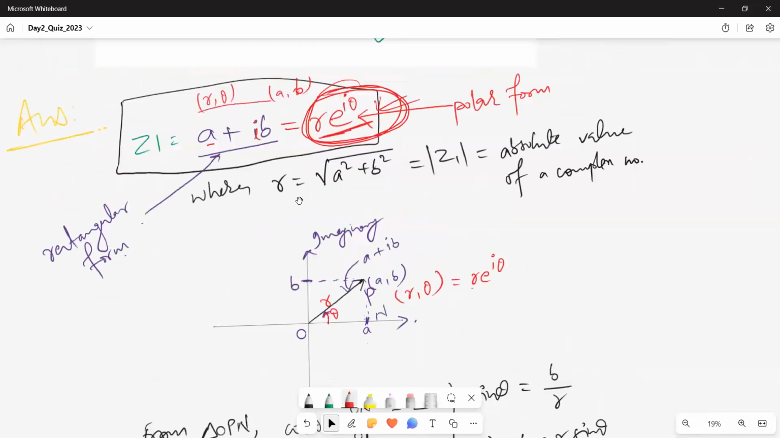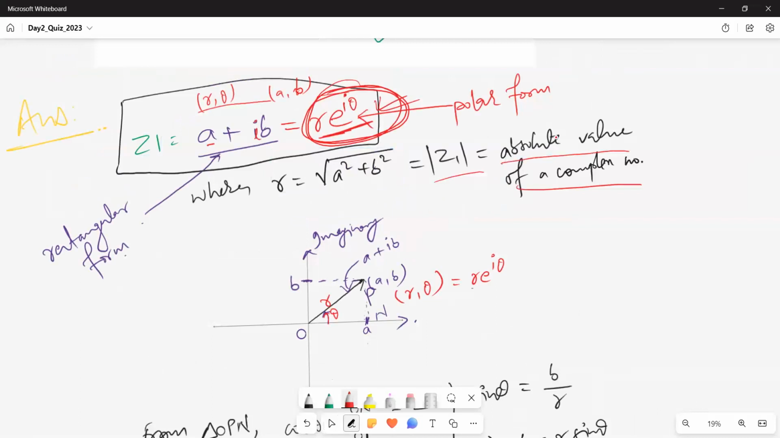So what is the value of r? r is under root of a square plus b square. Here a is the real part and b is the imaginary part of that complex number z1. So this r is known as the absolute value, or modulus, of this z1, that is our complex number a plus ib.